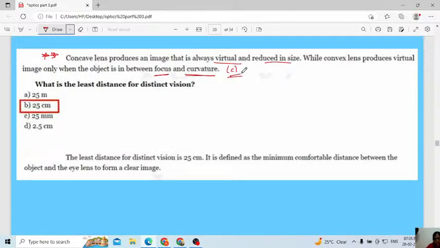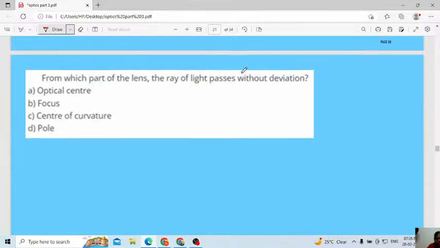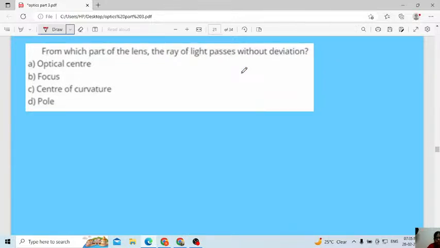Then what is the least distance of distinct vision? This is very simple, 25 centimeter. If you keep the object nearer than 25 centimeter, you are not able to see the object properly, because it will look blurred. The distance between your eye and the object should be a minimum of 25 centimeter, and if it is more than that it is okay. Answer the next question.